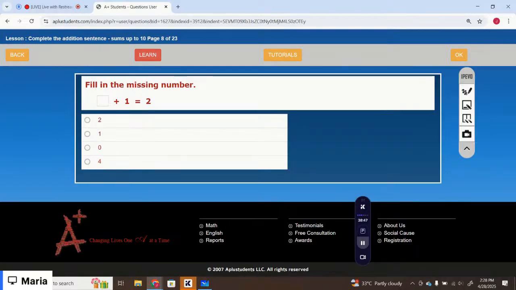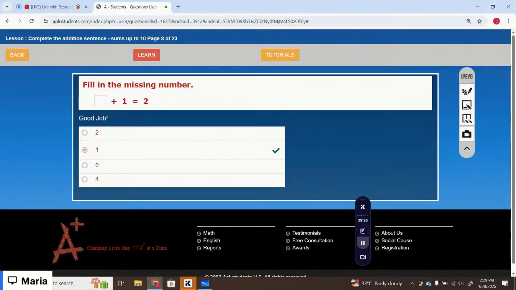Fill in the missing number. 1 plus what number equals 2? 1 plus 1 equals 2. Option number 2 is the correct option.